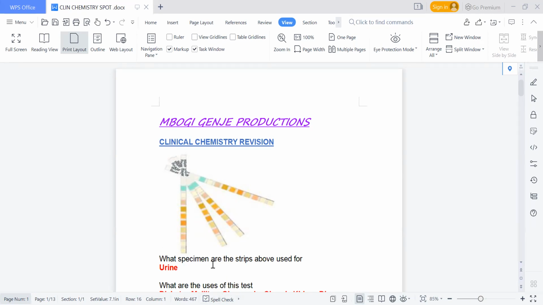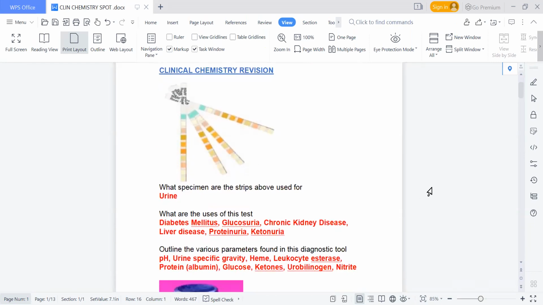this. What specimen are the strips above used for? First, it's important to identify the strips. It's a urine dipstick used for urine. It's used to test for diabetes mellitus, glucosuria, chronic kidney disease, liver disease, proteinuria, and ketonuria.